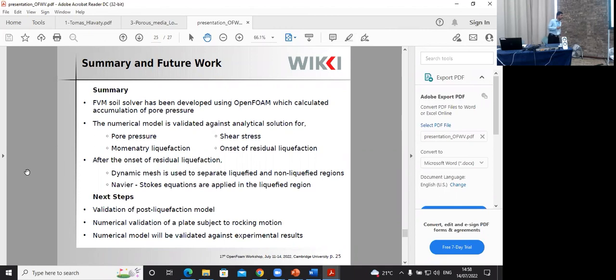The next steps are that we want to validate our post-liquefaction model. We haven't got any model to validate it, so any suggestions would be welcome. And also we need to numerically validate the case where the plate is subject to the rocking motion. Even for that, we have trouble validating against the experiments, because in the experiments the liquefaction starts from the middle of the domain, and for us it is something different. And finally, after that, we will be validating our numerical model against the experimental results in the future.